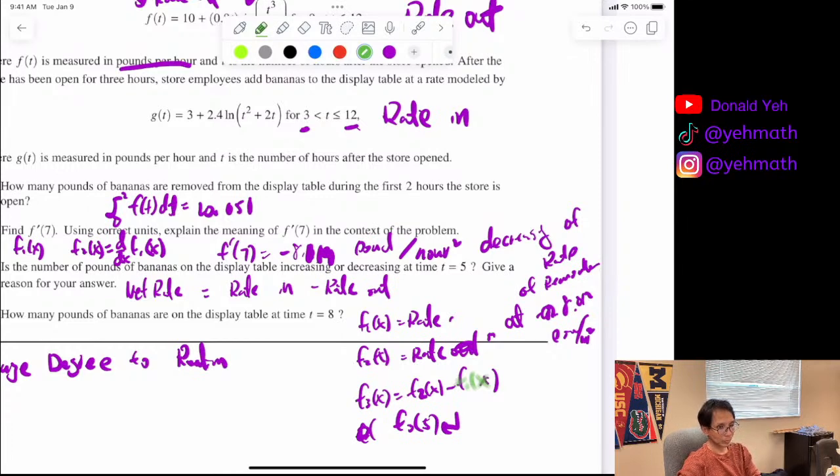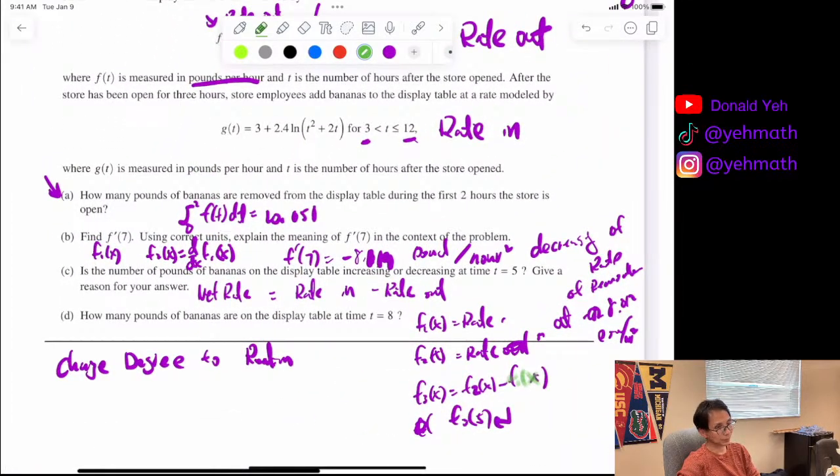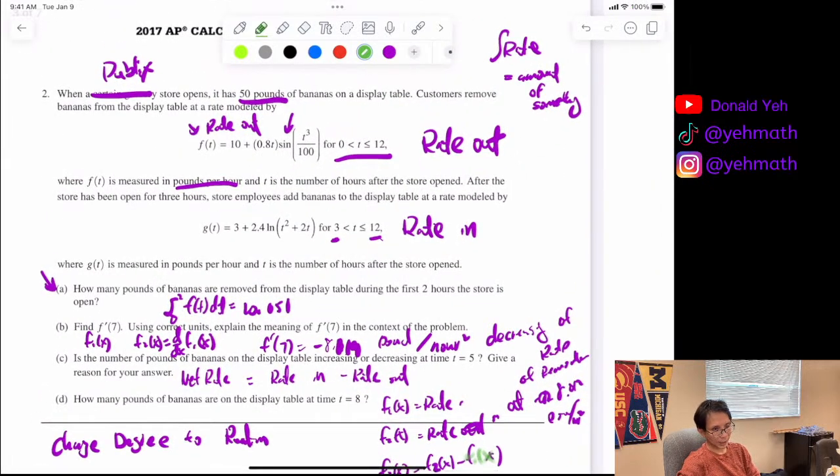That's what I did. But is your calculator in radian or degree? There's some problem with radian and degree. They still don't switch over, so sometimes it happens that way. I've seen some students do that. Okay, typed in wrong. The first one is 0.8 sine of x cubed over 100, and the second one is 3 plus 2.4 natural log of x squared minus 2x.